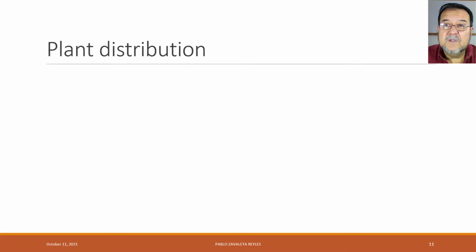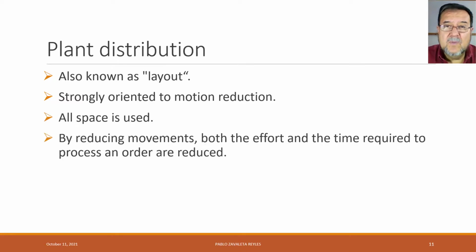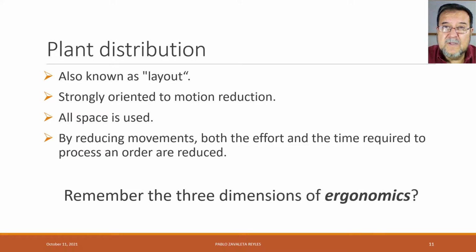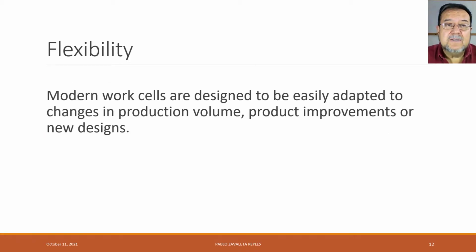Now, plant distribution, also known as layout, it's strongly oriented to motion reduction. All space is used, and by reducing movements, both effort and the time required to process an order are reduced. Remember the 3 dimensions of ergonomics? Senses, location and environment. Flexibility. The modern cells are designed to be easily adapted to changes in production volume, product improvements or new designs.